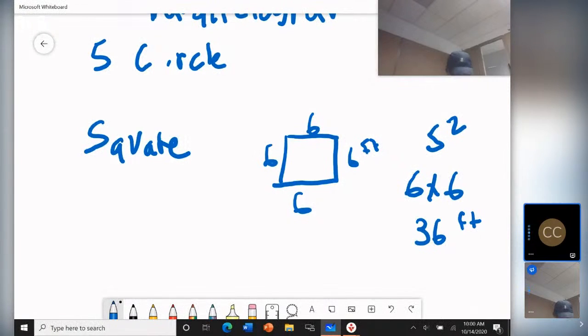So it's just a side squared. So it'd be s squared. All 4 sides are 6. So you just pick a side, 6 times 6 is going to equal 36. And that would be the formula for a square: s squared. Okay.